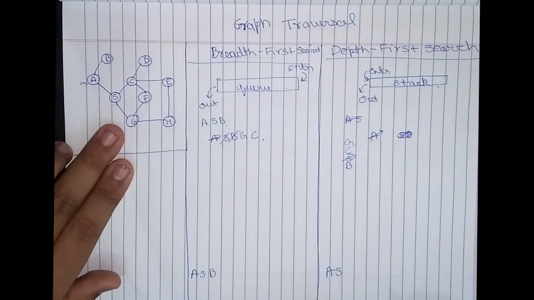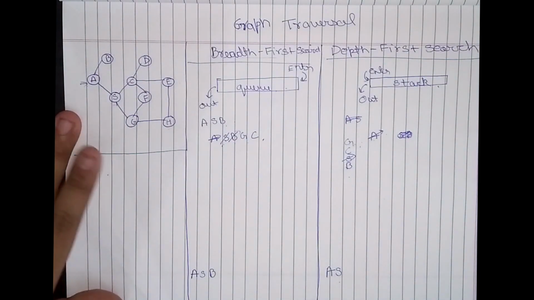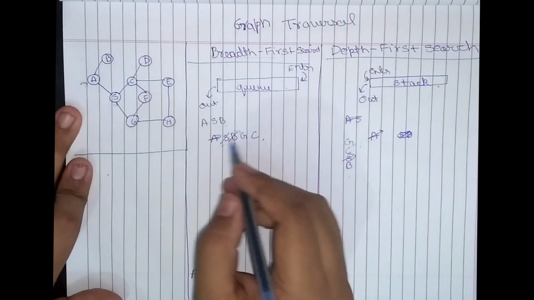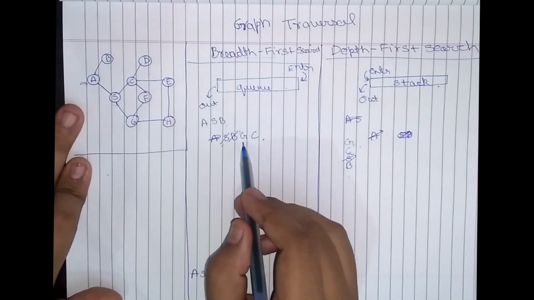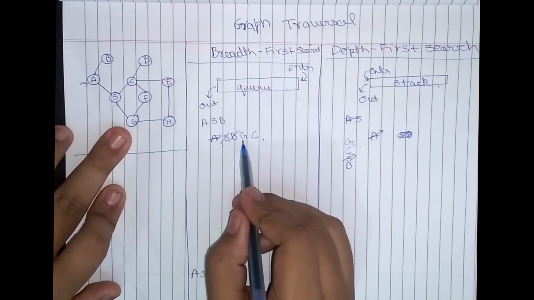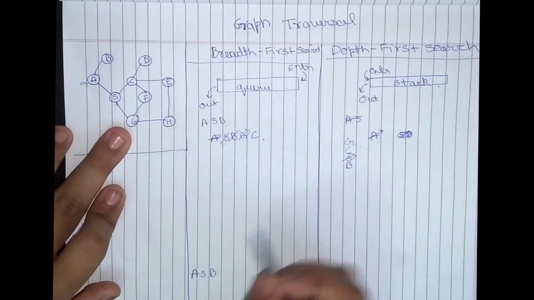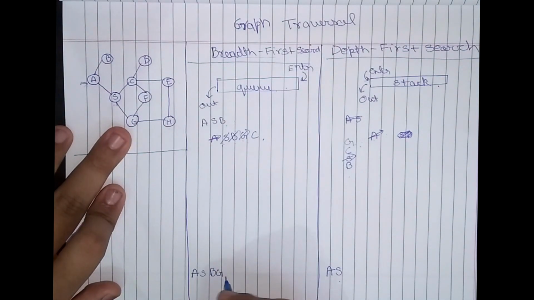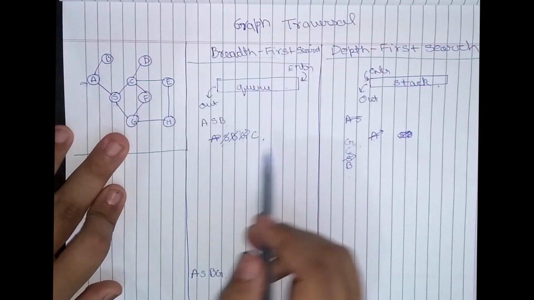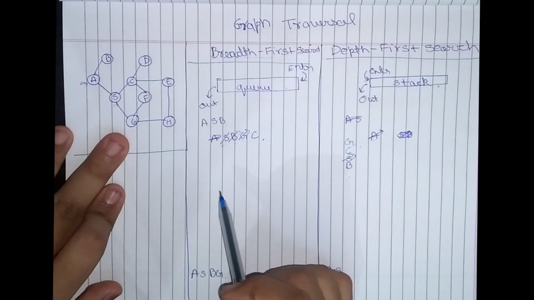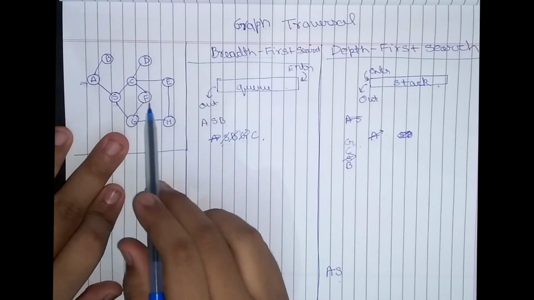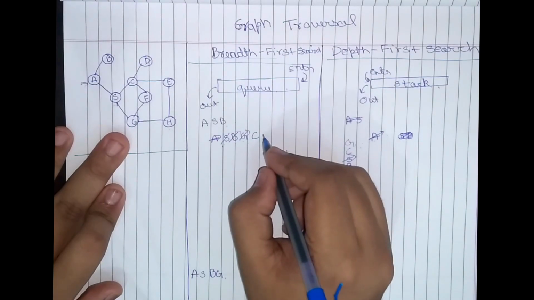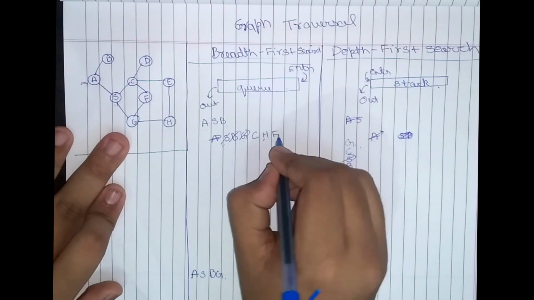So now let's write the full traversals using these two approaches. For breadth first search, we came till G. So now we'll check out G. We'll pop it out and write down G. Now for G, what are the children of G? We can see there is H and there is F. So we'll write them at the back, H and F.